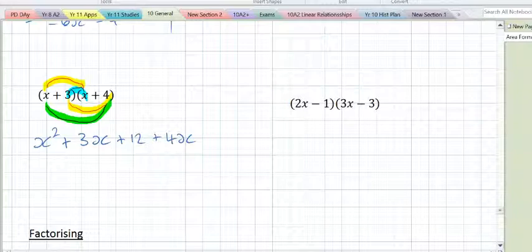How can we simplify? What are the like terms there? 3x. Good. We have a 3x and a 4x. And how does that simplify? 7x. So x squared plus 7x plus 12. And that's it, because there are no more like terms.